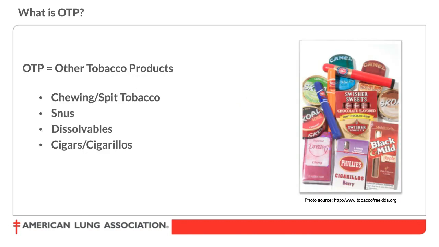Other tobacco products, or OTP, represent products that contain tobacco but are not cigarettes. These products aren't safe alternatives. They can also cause cancer, heart disease, and other health issues. Some examples include chewing or spit tobacco, snus, dissolvables, cigars, or cigarillos.